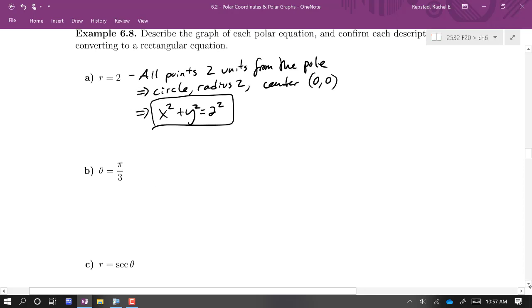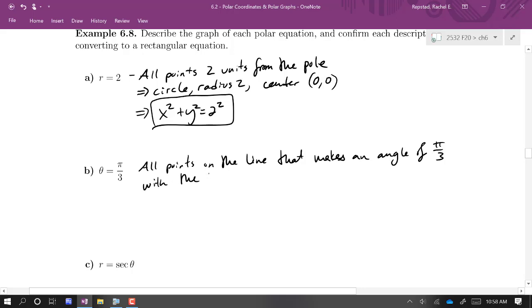In part B, we're looking at the equation theta equals pi over 3. So theta is fixed. So these are all the points on a line that make an angle of pi over 3 with the polar axis, or with the positive x-axis. So we've described it. We know what it looks like. There's our pi over 3. Now it also extends in this direction because r could be negative, right? So it really is the full line.